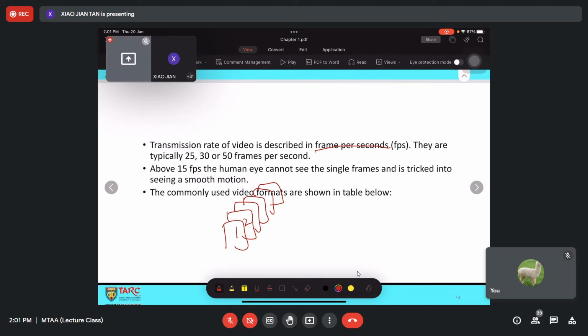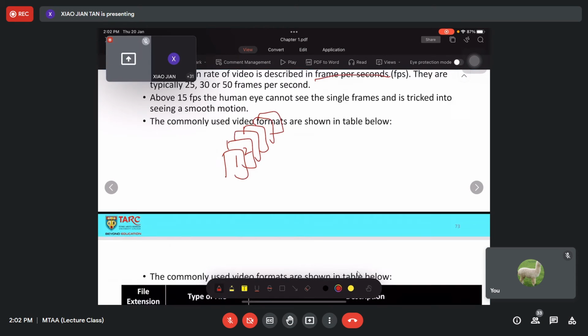Okay, it seems the theory is the same as the light bulb. Actually the light bulb keeps on flashing, but the flashing speed is very high until we observe it as a single and still light emitting from the light source. Okay, so the common used video formats are shown in the table below.